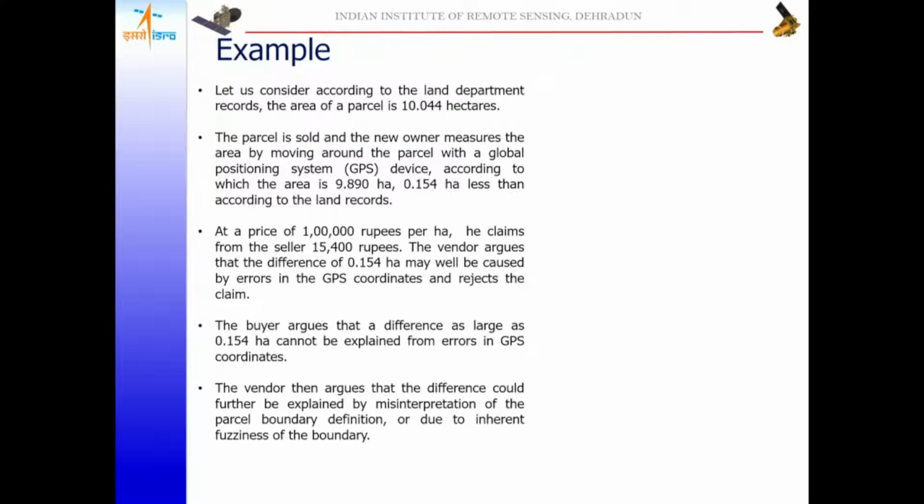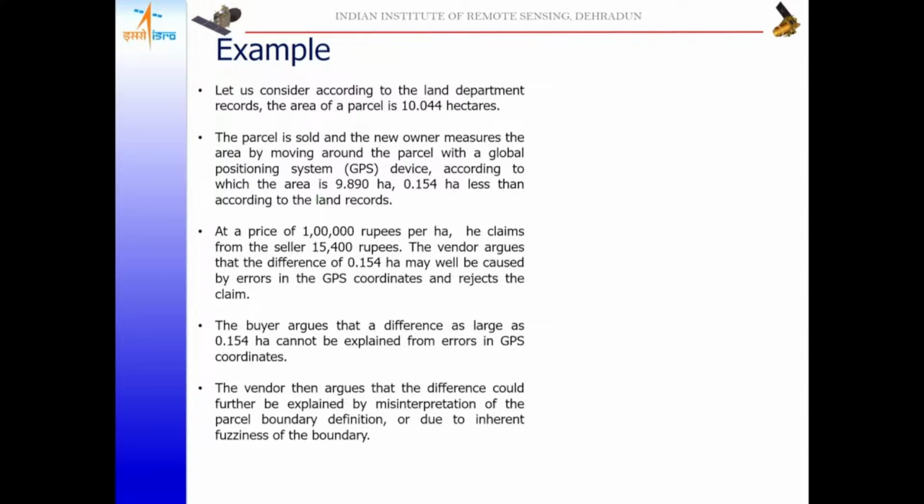Now one person has a certain land, the area is around 10.044 hectare. That person sells that land to another person. Even after buying, he should get some confirmation, no? So what he did, he took the GPS device, which is very accurate, and moved along the boundary of that particular parcel. Now he found that the area is around 9.890 hectare, which is 0.154 less.